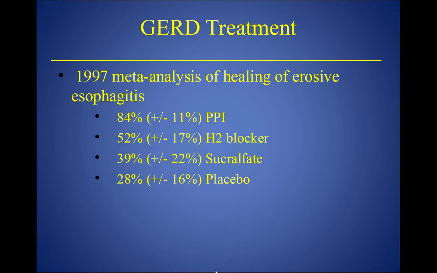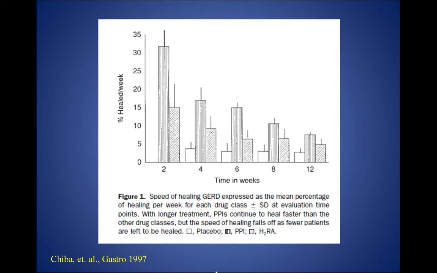1997, so this is now 20 years ago, still not recent, but a meta-analysis showing healing of erosive esophagitis, clearly showing that PPI was 84% heal rate versus 52%. And here's a slide showing data as well, the same study showing that by 2 weeks, 30-ish% of patients were healed already with PPI therapy, and clearly throughout all of the weeks up to week 12, PPI therapy led to the best healing of esophagitis.